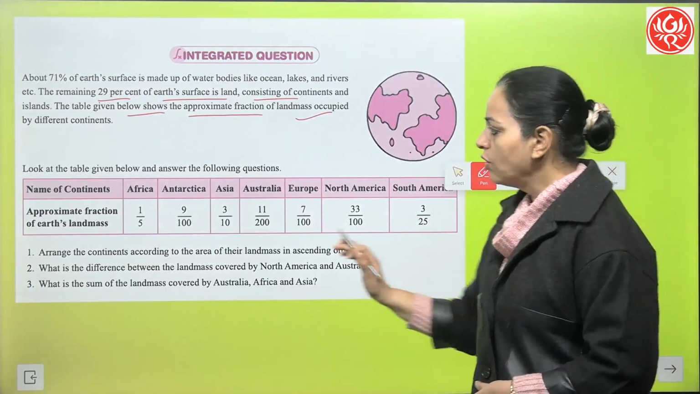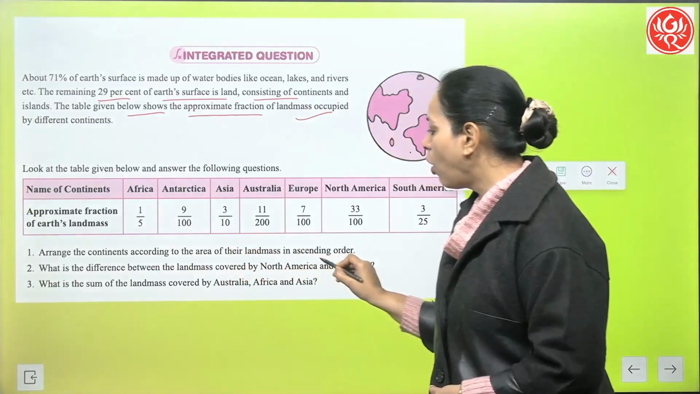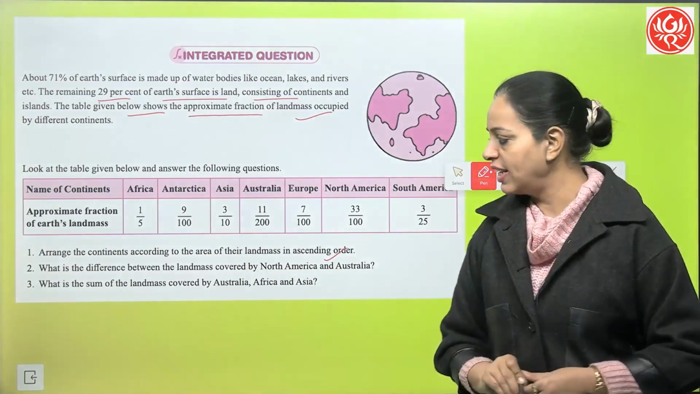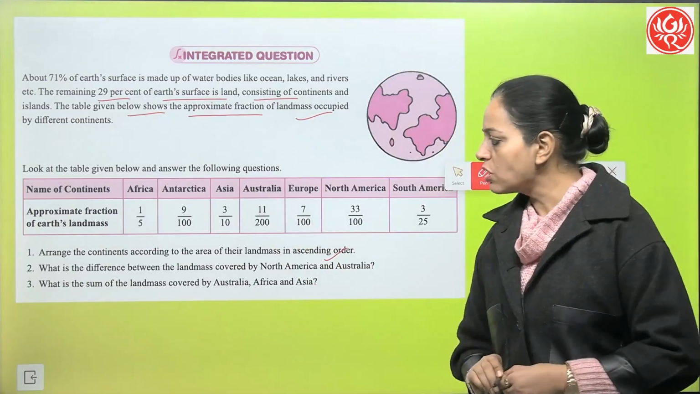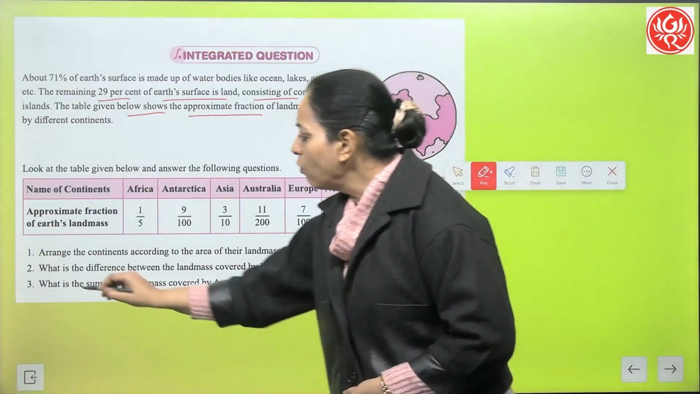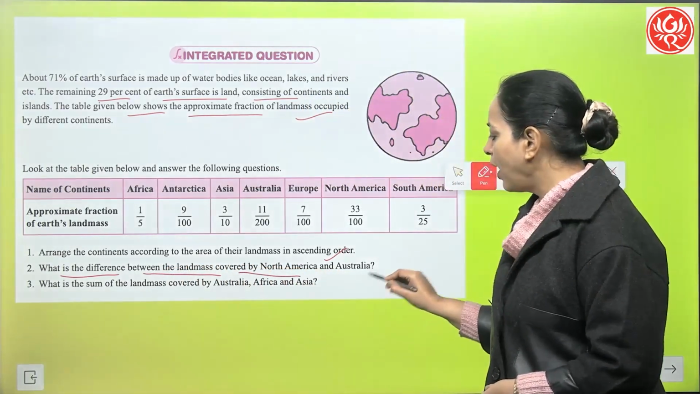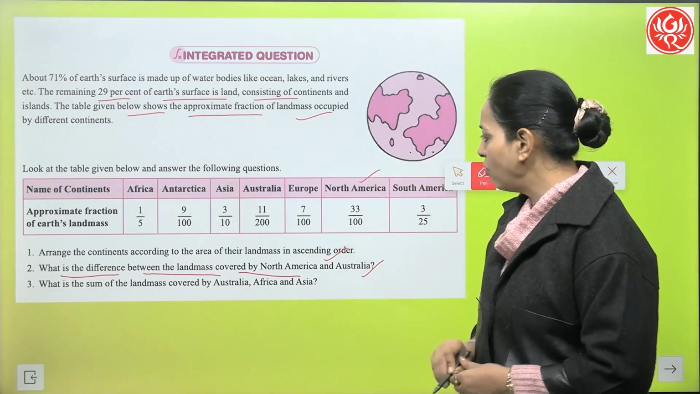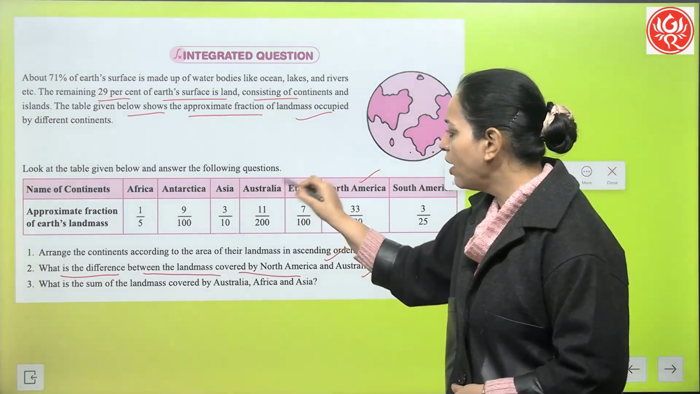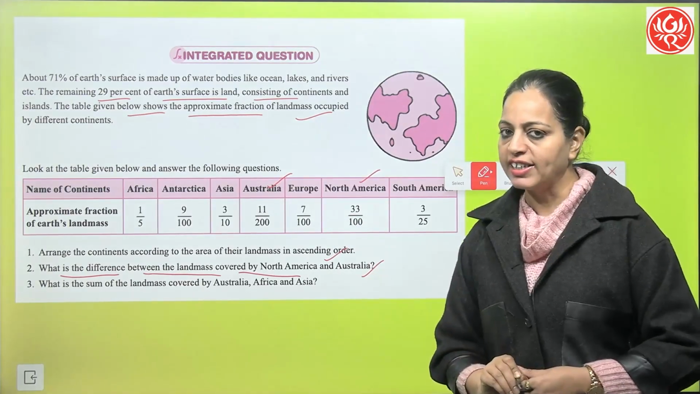So what to do? The first one, arrange the continents according to the area of their land mass in ascending order. We have to arrange them in ascending order. Then the second one, what is the difference between the land mass covered by North America and Australia? North America, this is 33 by 100 and Australia 11 by 200. We have to find the difference of these two.